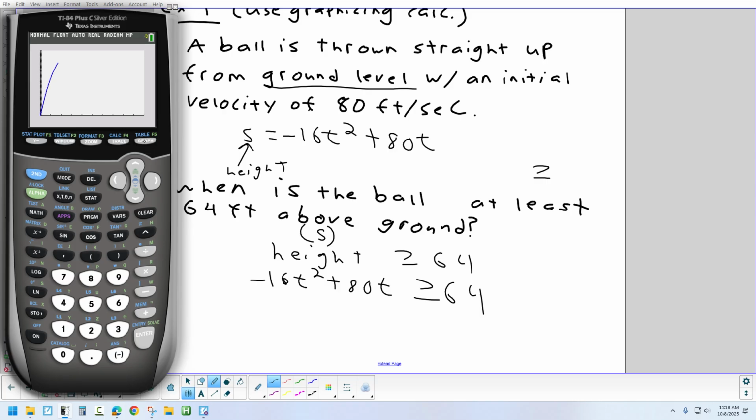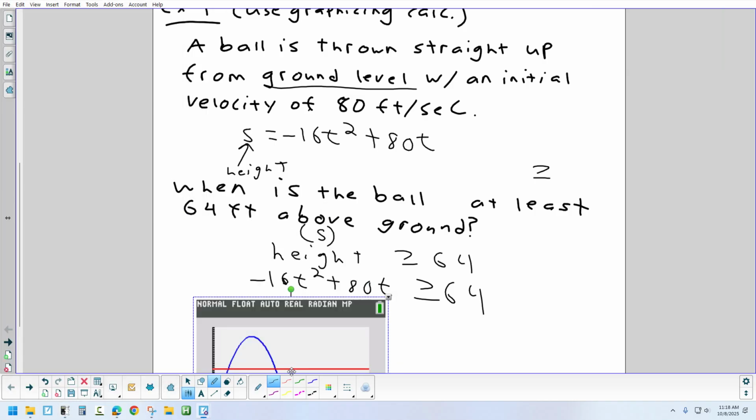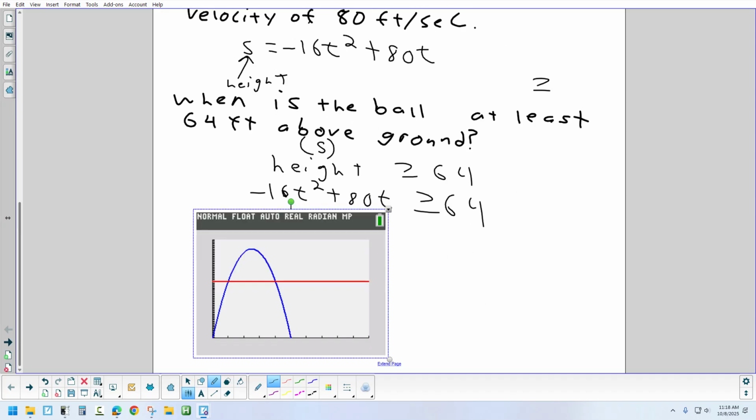Okay, so there's the height of the object. And now we're going to have a line at 64. And they want to know when the height is 64 or higher. So what part of that graph are we interested in?